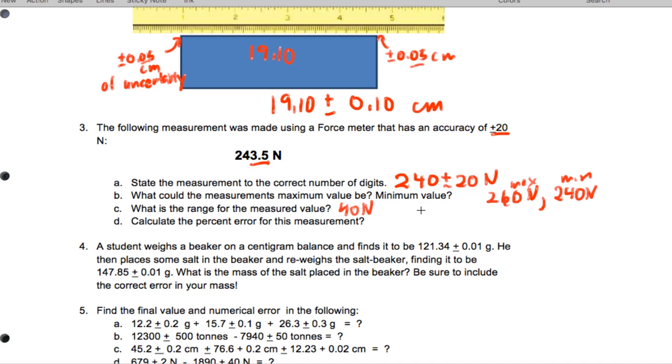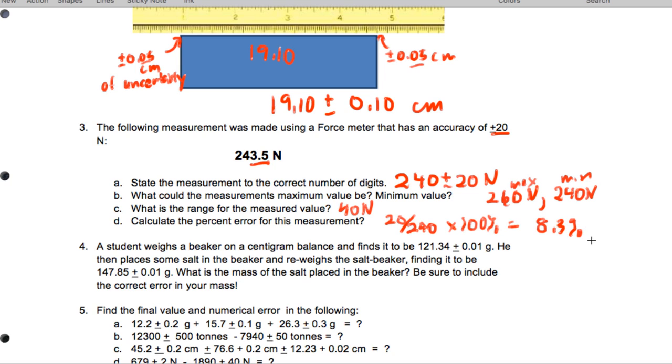Now, the percent error. What we're going to do is take our uncertainty, which is 20, divide it by the measurement ideal, which is 240, and then multiply that by 100. Really technical here in the IB. That's going to give us 8.3% error.